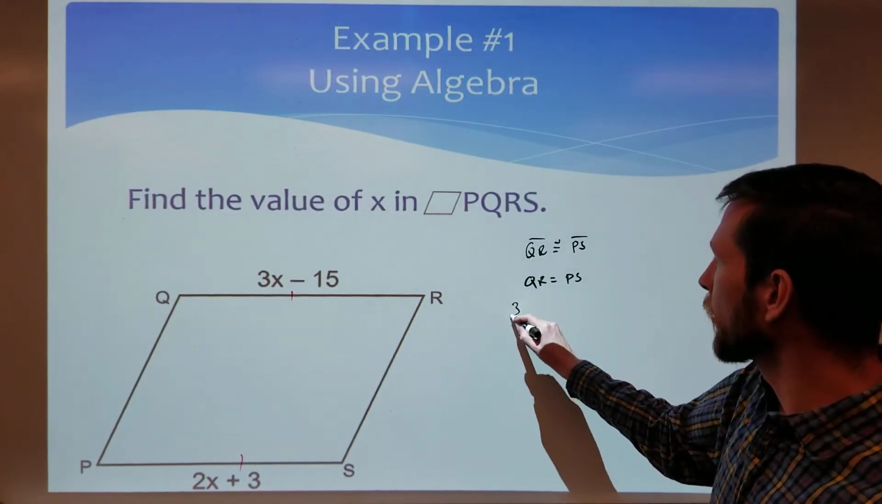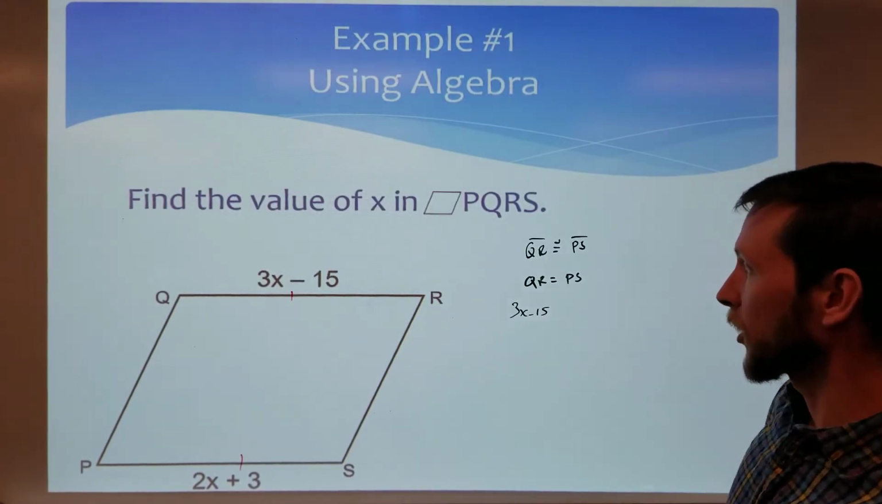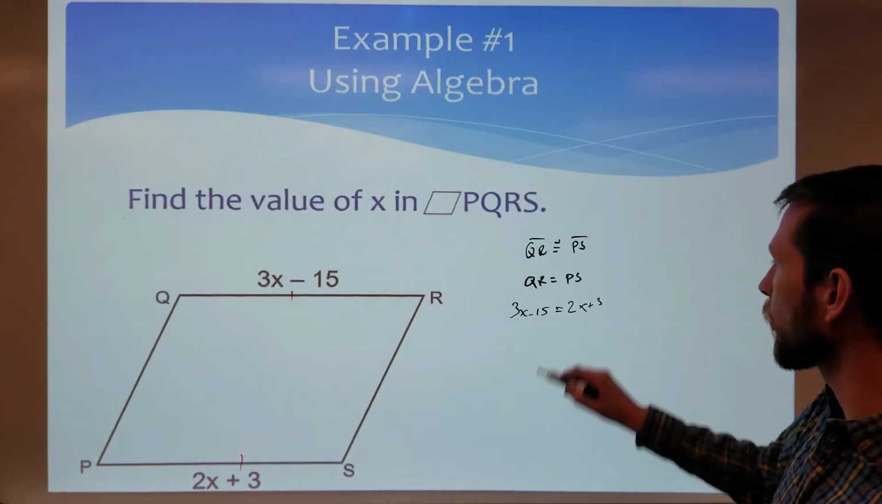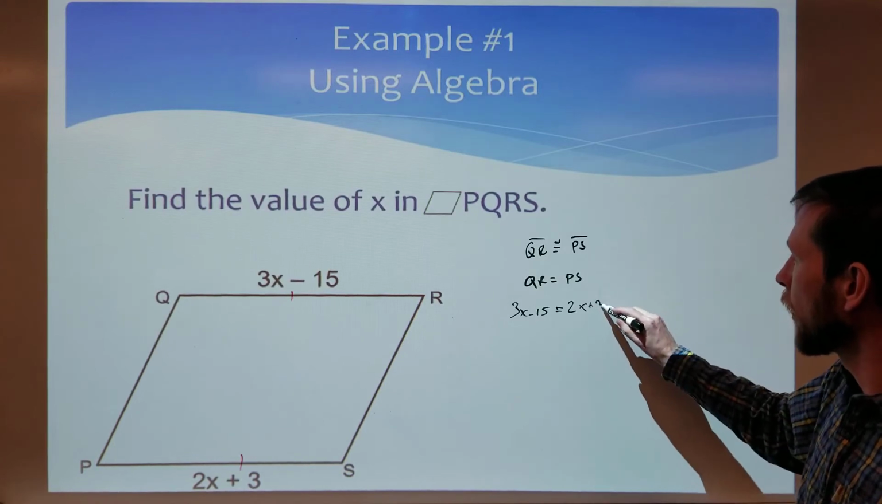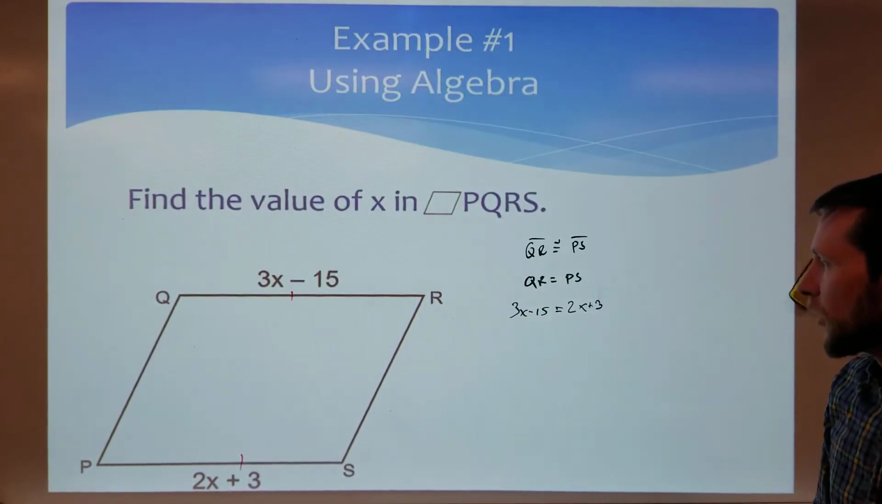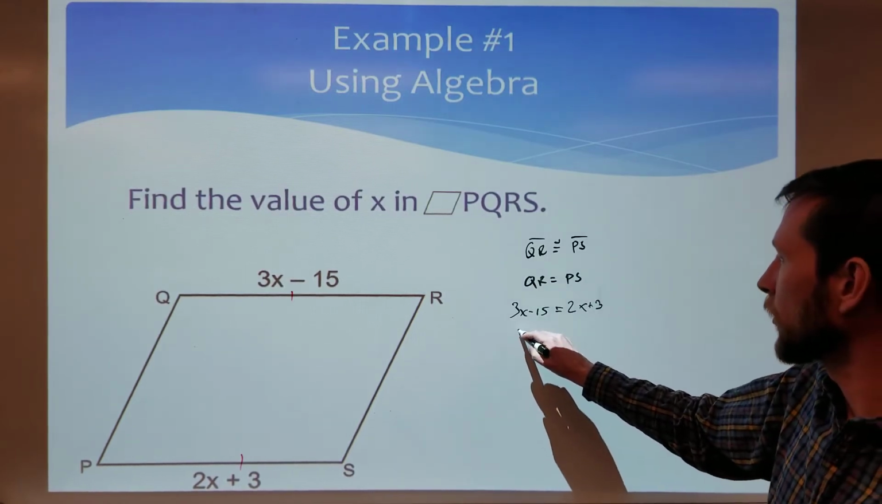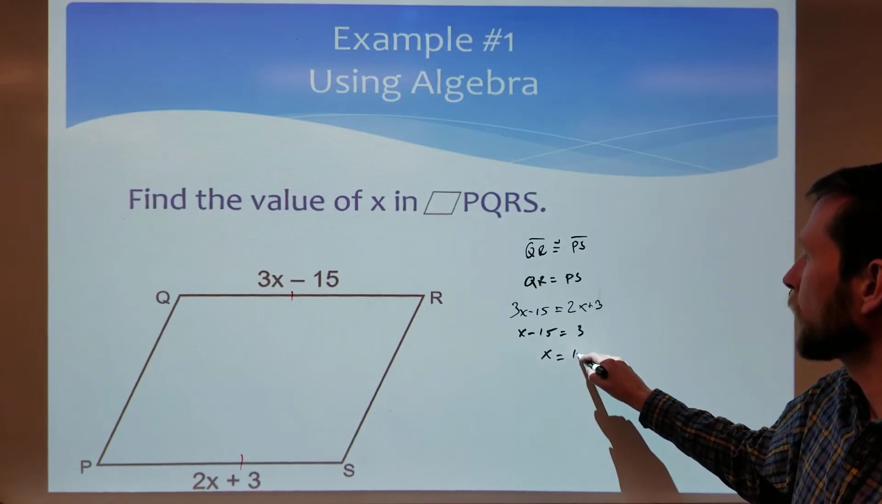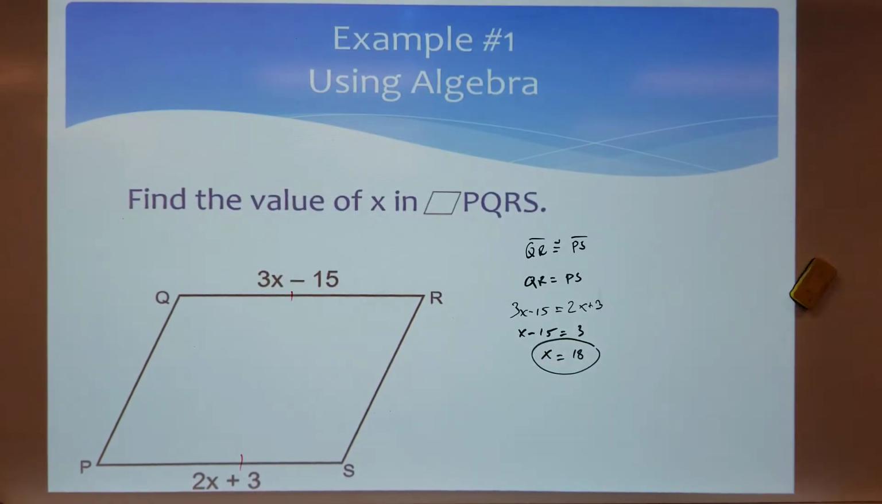We're not going to necessarily say QR is congruent to PS by Theorem 6.1, therefore the length of QR is equal to the length of PS by the definition of congruent. Instead, we're going to start with the length of QR, 3x minus 15, is equal to the length of PS, 2x plus 3, so that we can solve this equation. 3x minus 15 is equal to 2x plus 3. If I subtract 2 x's from both sides, and then I add 15 to both sides, it tells me the value of the variable.